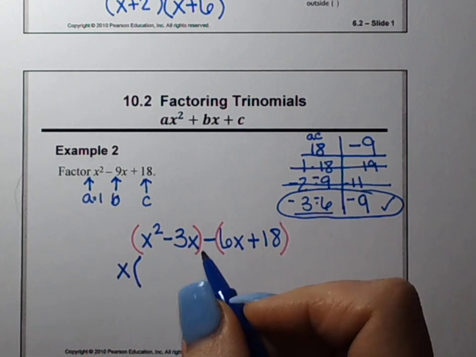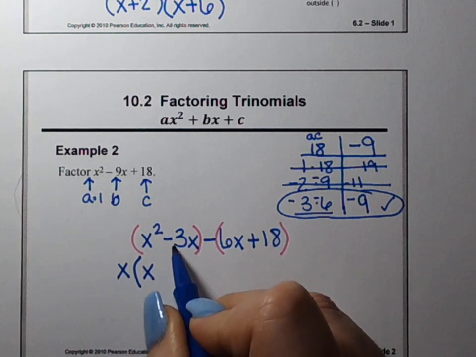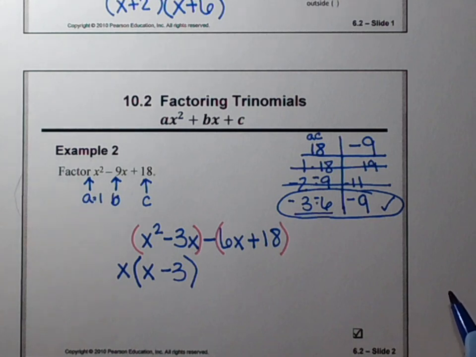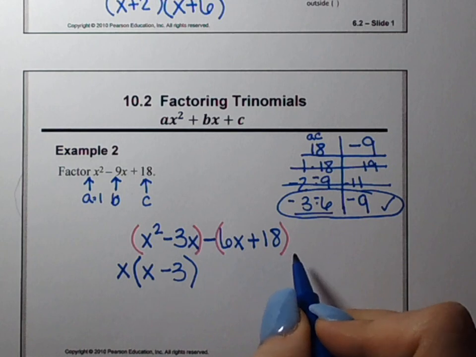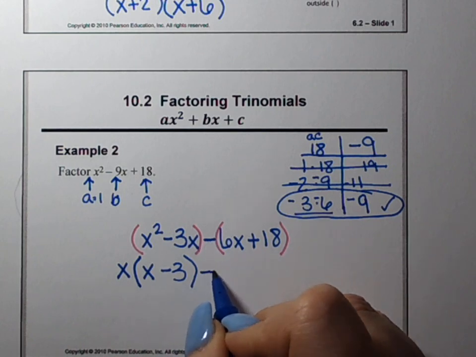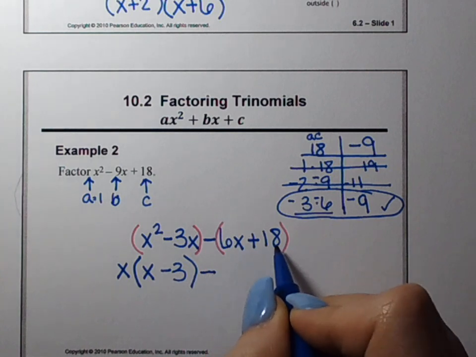Open our parentheses. X times x will give us x squared. X times -3 will give us -3x. So that is our first grouping done. And then we want to factor our GCF out for our second grouping. So we want to bring that subtraction sign down. And we want to look and see what they share.